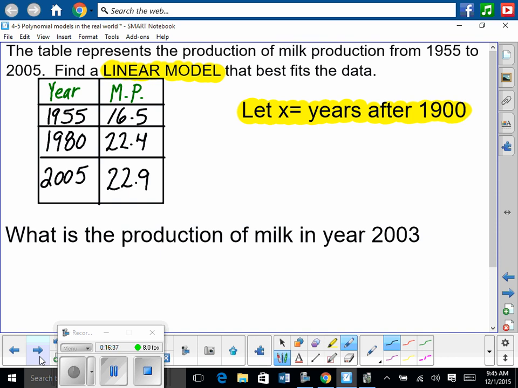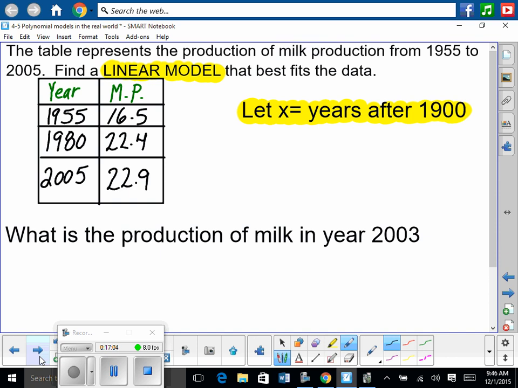Okay. Now this next part, it's not any harder, but you have to be a little more particular with a few details here. It says, a table represents the milk production from 1955 to 2005. Now I'm going to tell you which model to use. Notice, I highlighted it on here. Find a linear model that best fits this data. So here's our year, here's our milk production.